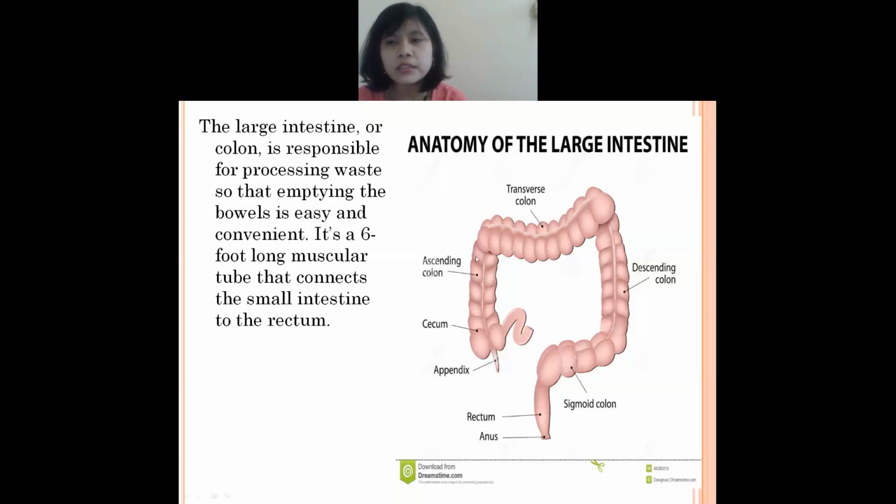And the large intestine you will see in different parts: ascending colon, transverse colon, descending colon, sigmoid colon. Okay, so these are the parts of the large intestine. So till here, are you clear? यहाँ तक clear है all the students? Yes.